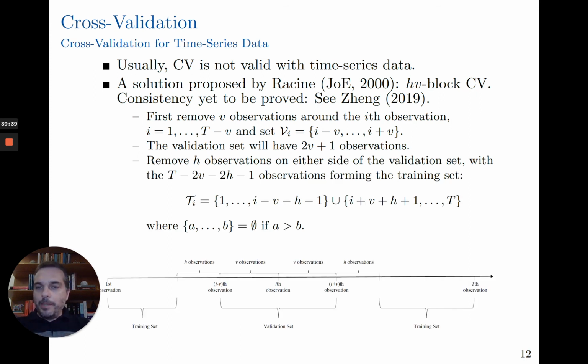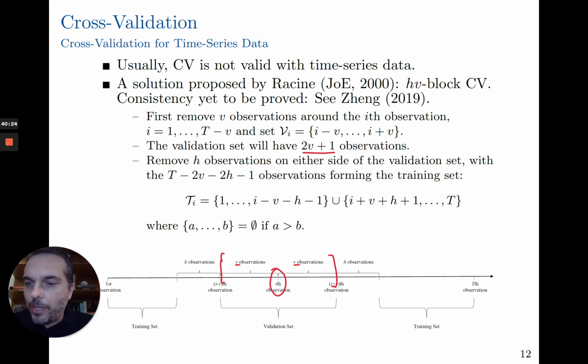Maybe to be clear, we look at this diagram. Take the ith observation. We want to include this observation in the validation set, right? So we are going to create a block for the validation set. We're going to take V observations to the left, V observations to the right. So we have 2V plus 1 observations. So this will be our validation set.